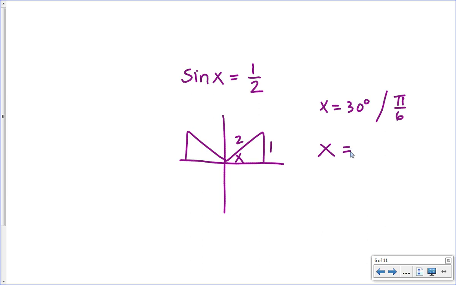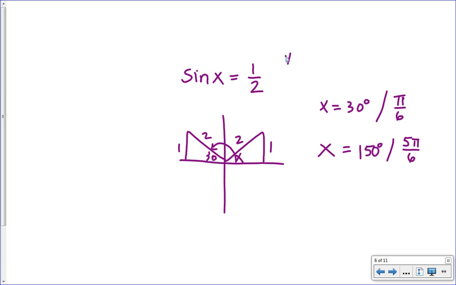But there's a second answer. X could also be this angle. Now the reference angle is still going to be 30 degrees, right? Because it's the same triangle, it's just in a different quadrant. But the angle, the way I have to report it, is a 30-degree reference angle in quadrant 2, which would be 150 degrees. Or if I'm putting that into radians, it's a full pi minus 30 degrees, or a full pi minus pi over 6, which would be 5 pi over 6. So there are two solutions to this equation, two values for x in the first rotation around the unit circle.